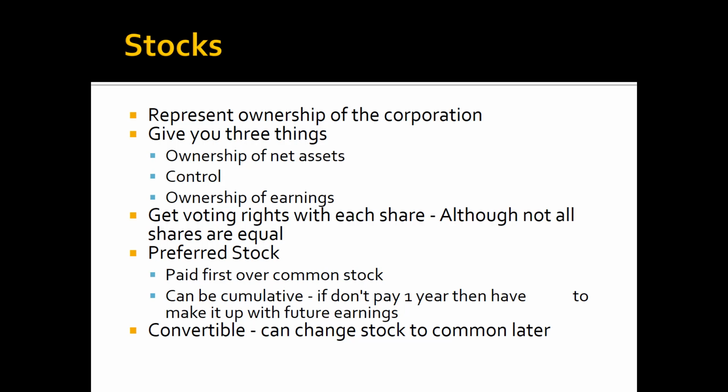Now you notice that a bond only gives you money coming in. It doesn't give you ownership, doesn't give you control. It does have one advantage over a piece of stock. Bonds get paid first. So if a company doesn't have enough money to pay a dividend, it will pay its bonds first. You get voting rights with each share.